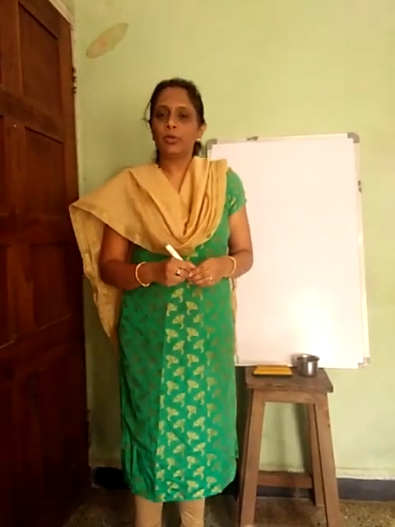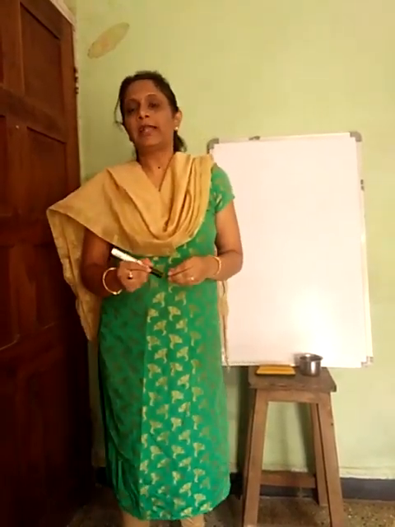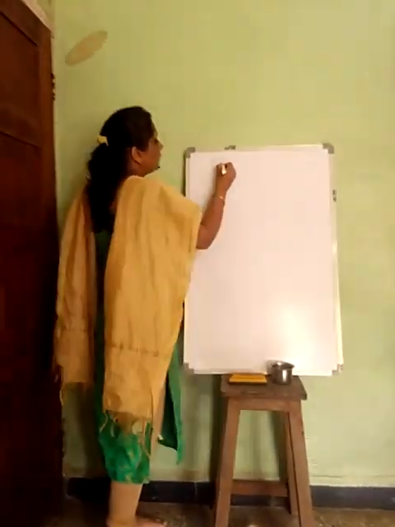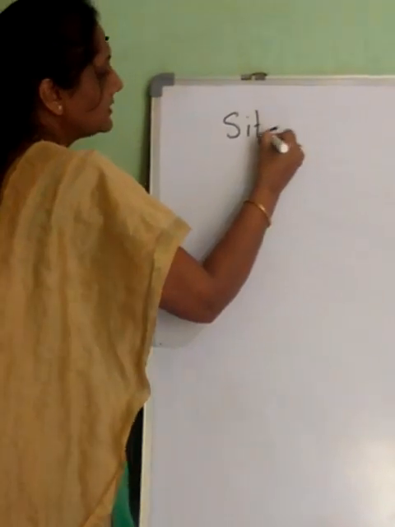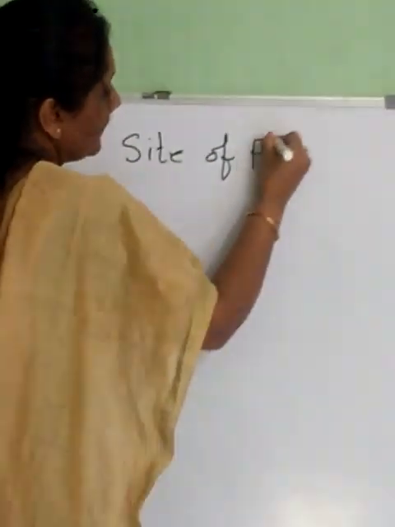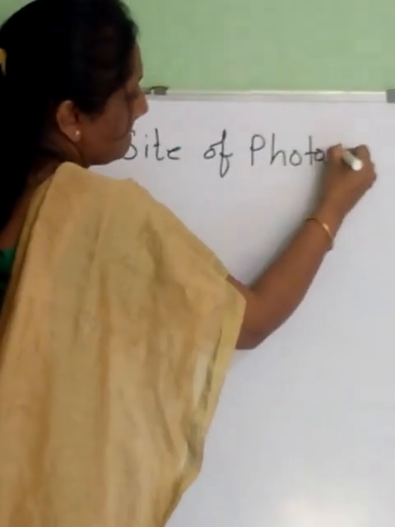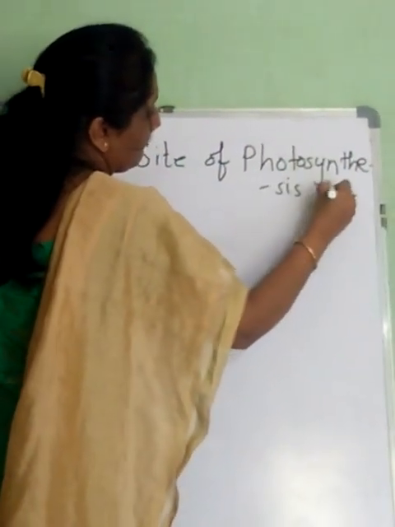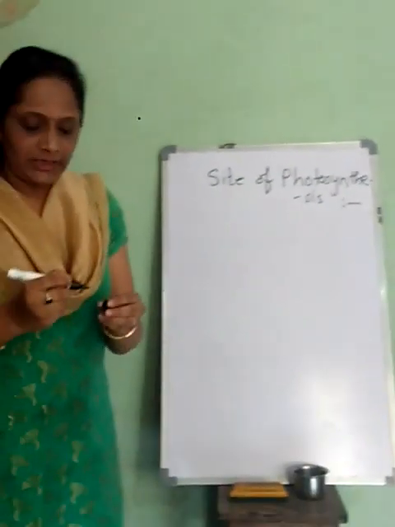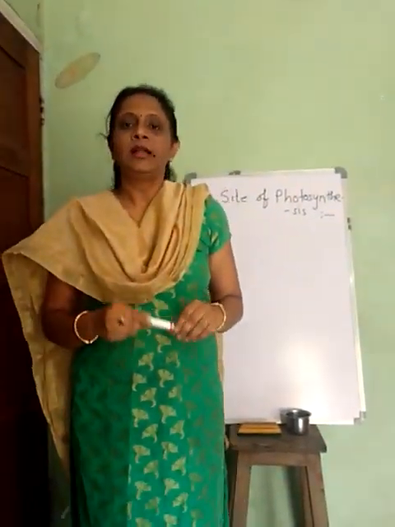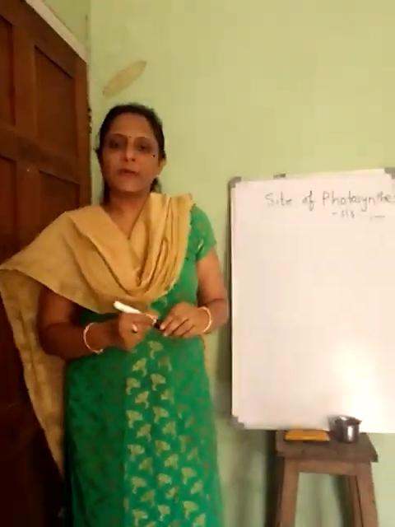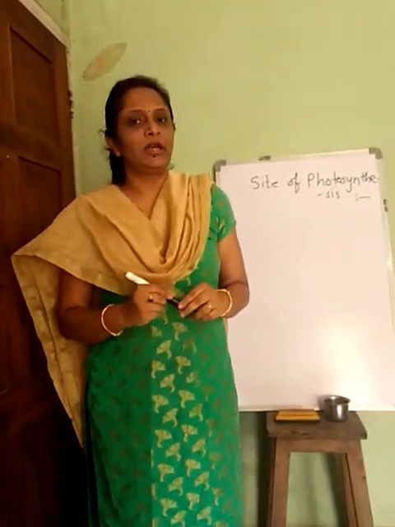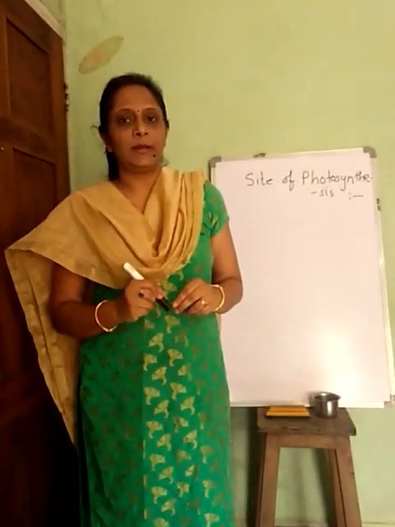Now today we are going to begin with a new point, that is the site of photosynthesis. The site of photosynthesis is a cell organelle called chloroplast, which is present only in the plant cell, which we have studied already in our 9th standard lesson on the cell, right?